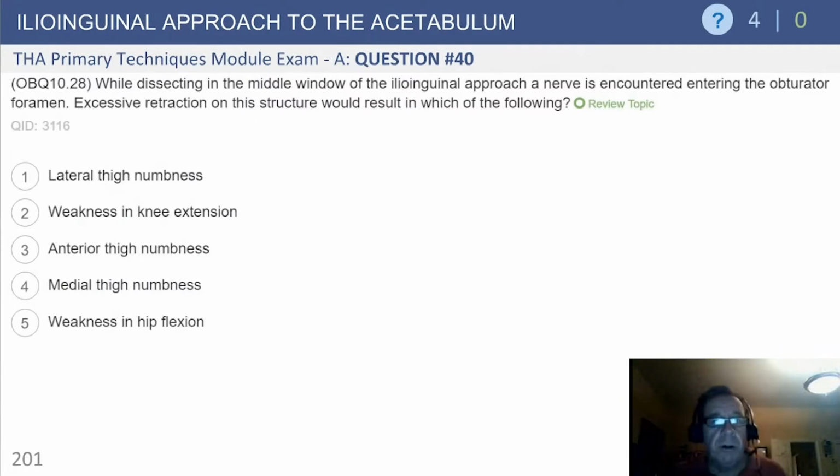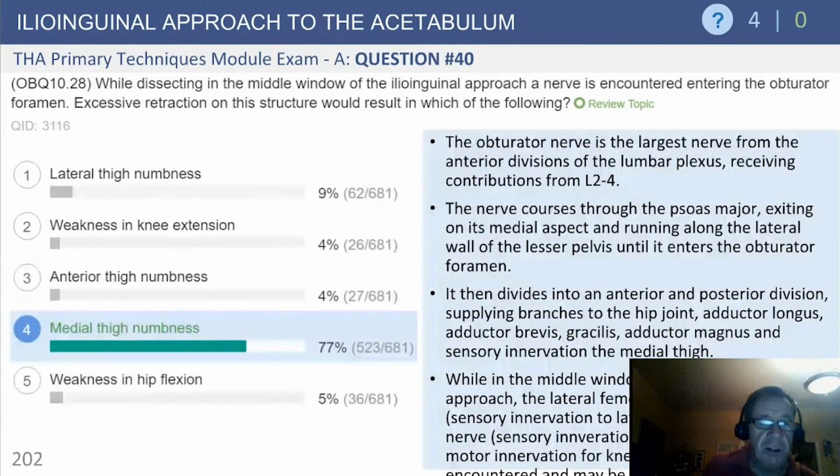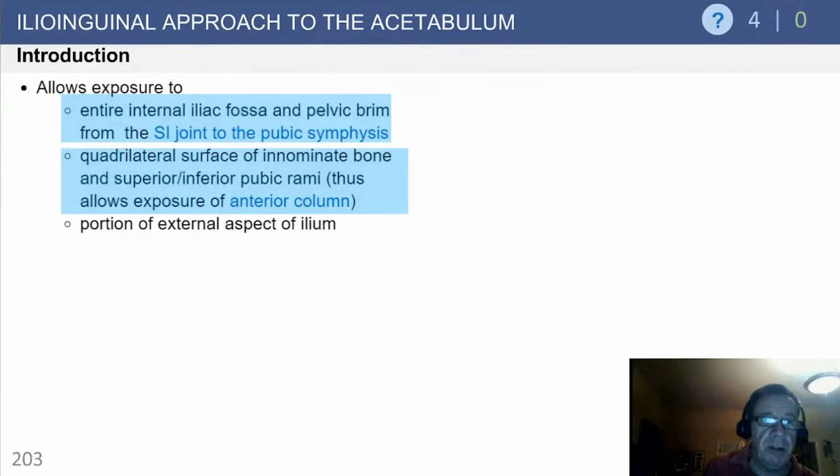The ilioinguinal, question 40: while dissecting the middle window of the ilioinguinal approach, a nerve is encountered entering the obturator foramen. Excessive traction on the structure would result in the following: lateral thigh numbness, weakness in knee extension, anterior thigh numbness, medial thigh numbness, or weakness in hip flexion. And the correct answer is, again, medial thigh numbness. This is, in fact, the region of innervation of the obturator nerve. So obviously that would be the correct answer.